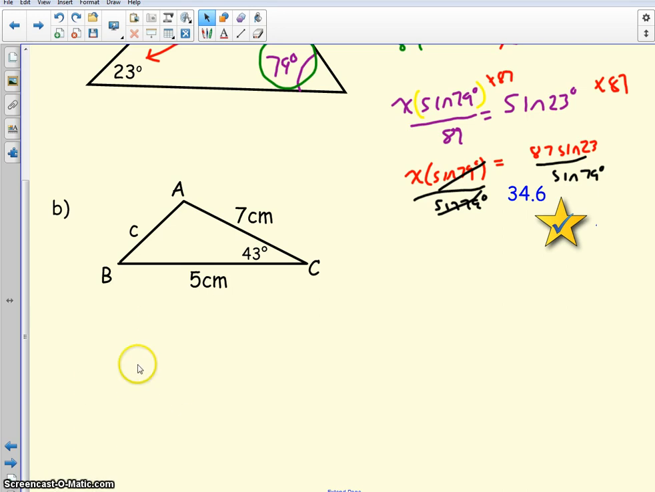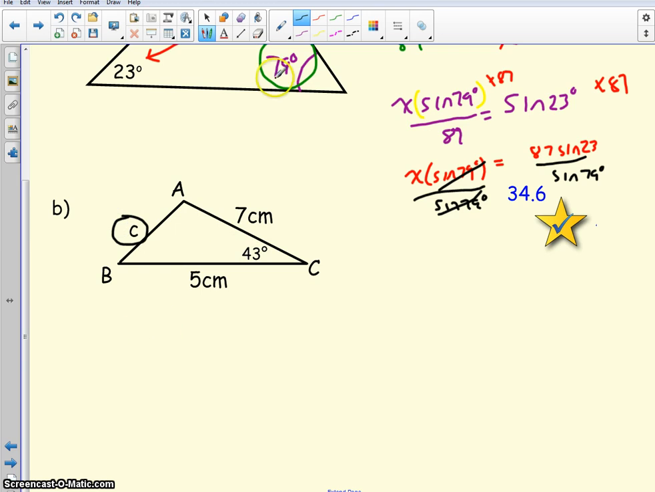Okay, so what you want to ask yourself first is, do I have a side angle pair? I do not. I have this 43 degrees, I don't have the side. I have the 5 centimeters, but not the angle across, and I have the 7 centimeters, but not the angle across. So sine law will not work here. I have to use cosine law now, and I can only use cosine law in this situation to solve for the side across from the angle I'm given, which in this case happens to be what we're looking for.